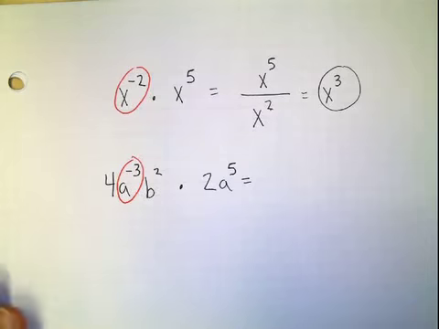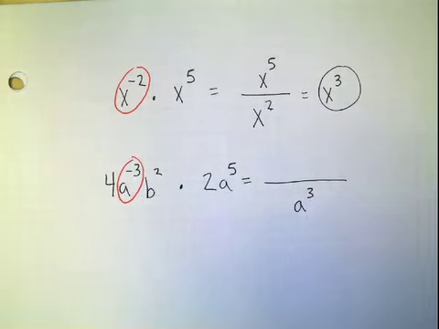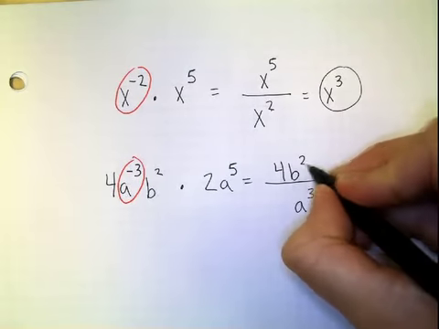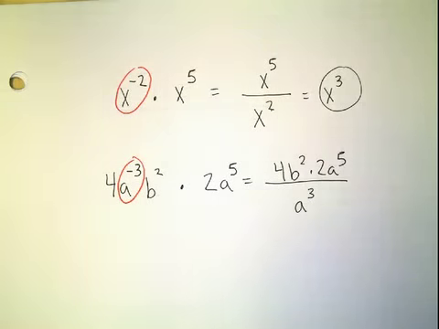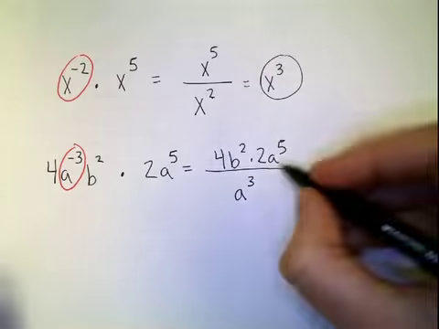That's the only thing in the wrong location. So I'm going to rewrite this fraction, and I'm going to put a to the 3 on the bottom, but everything else stays on top. The 4, the b squared, the times 2a to the 5, all of that stays on top. It's just the a to the 3 that goes to the bottom. So then I can actually clean this up and solve it.